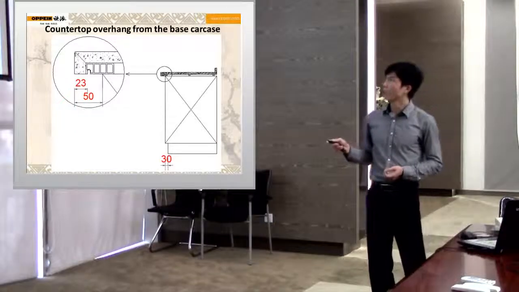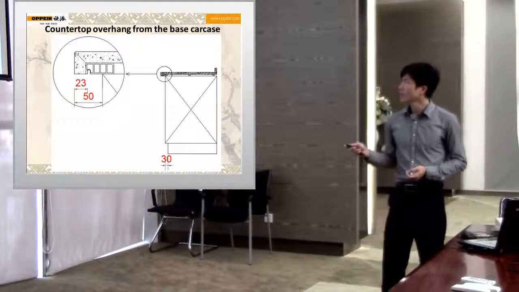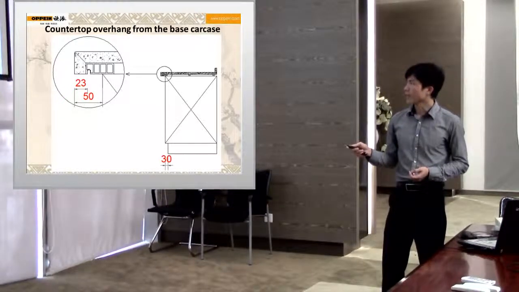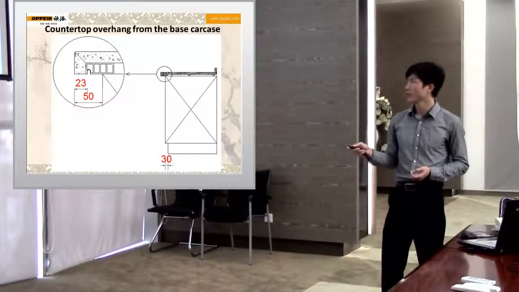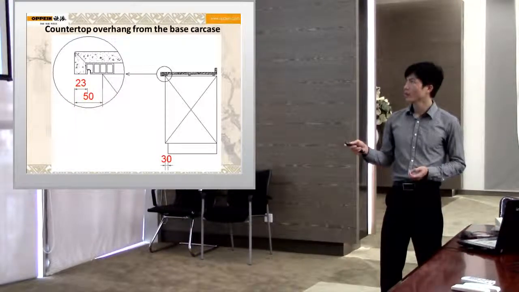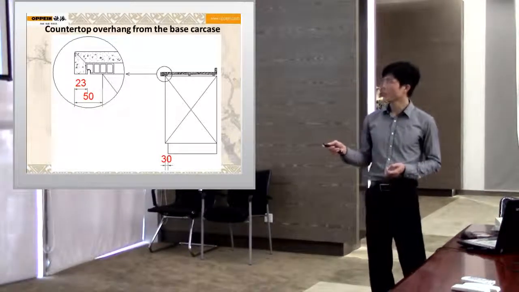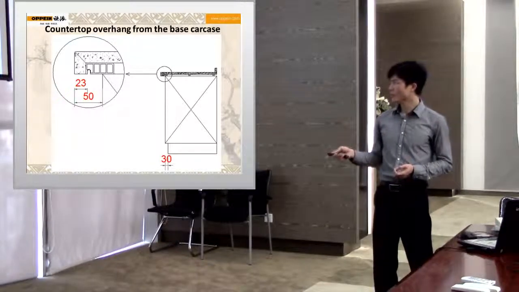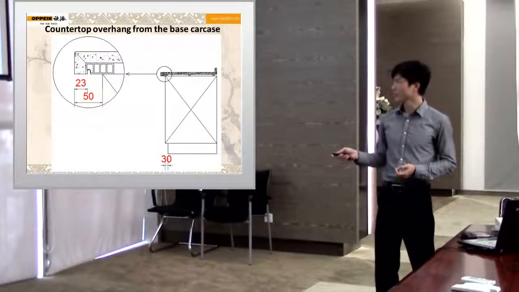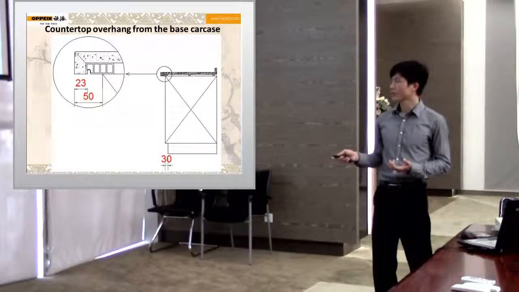This picture is about the countertop overhang from the base carcass. So this is the carcass, and the countertop front edge to the carcass is 50. And this is the groove. The front side of the countertop to the groove is 23. And here, this is the keyboard, going inside from the carcass, 30 mm.